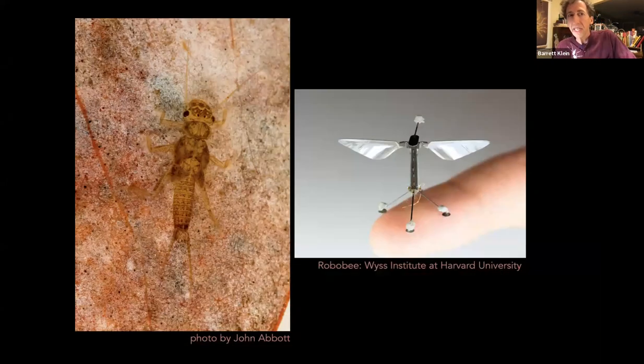We use some insects as bioindicators for freshwater streams, for example. And engineers look to insects as muses for robotics. And I was talking to some engineers in various places around the world, including at Harvard, with respect to the robo-bee, which is still tethered, but a tiny micro-aerial robot fashioned after insects.